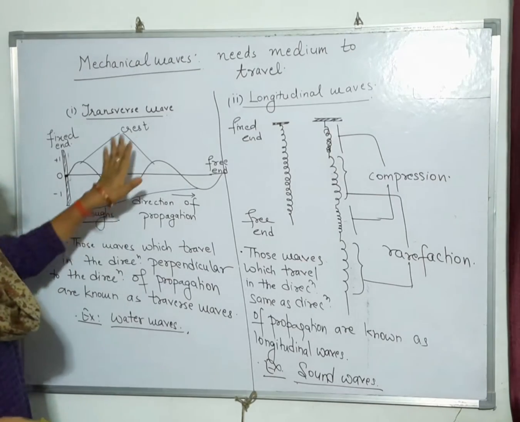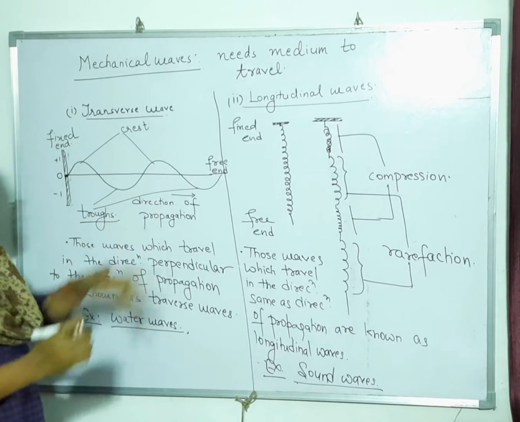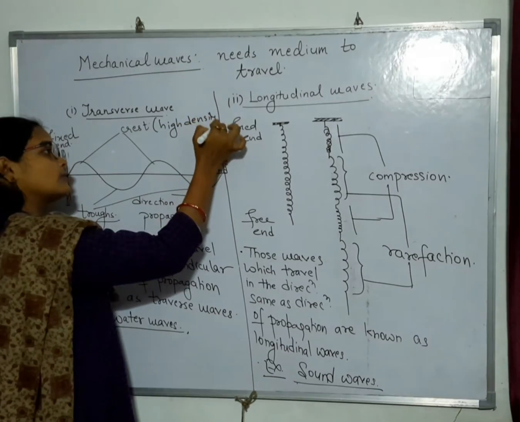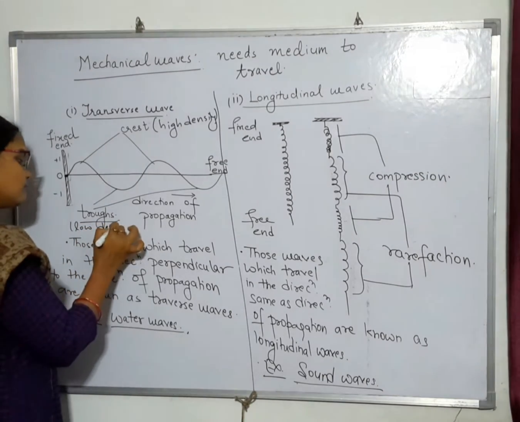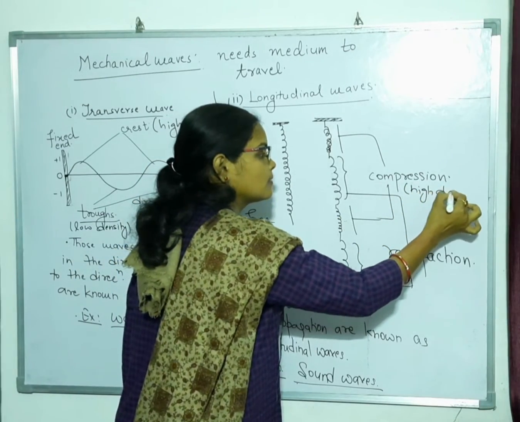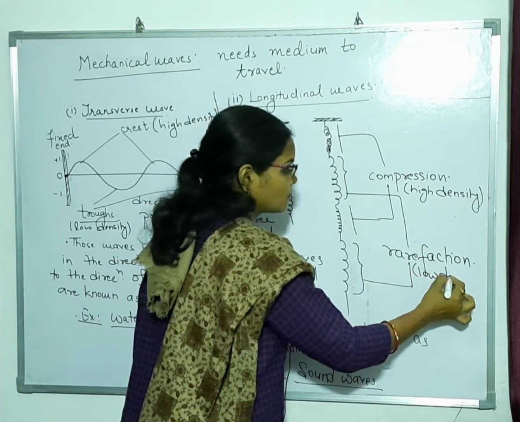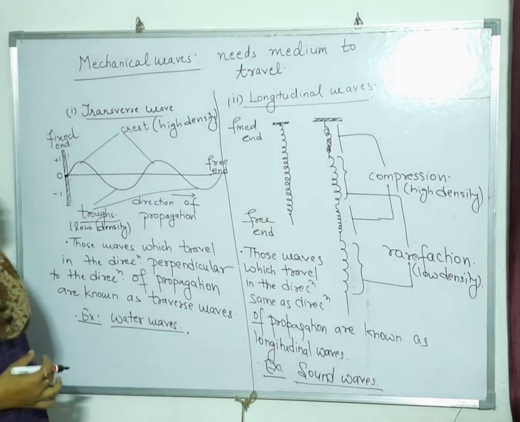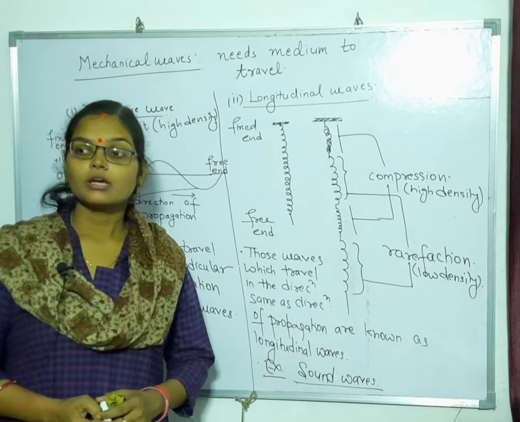In transverse waves, crest and troughs are formed. Crest is the high density region, and trough is the low density region. Similarly, in longitudinal waves, compression is high density and rarefaction is low density. So I think you have understood what mechanical waves are and what the types of mechanical waves are. Okay, so thank you.